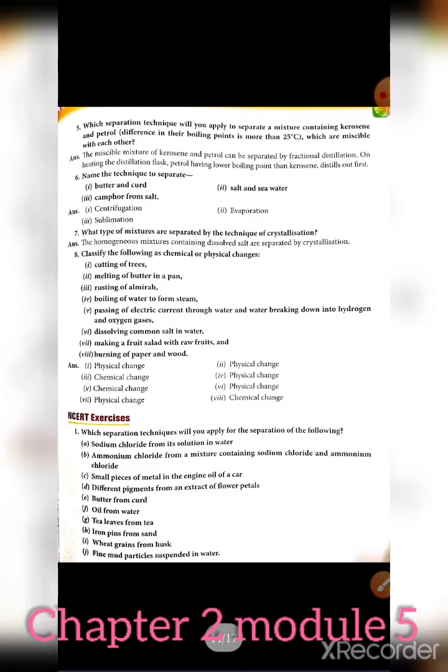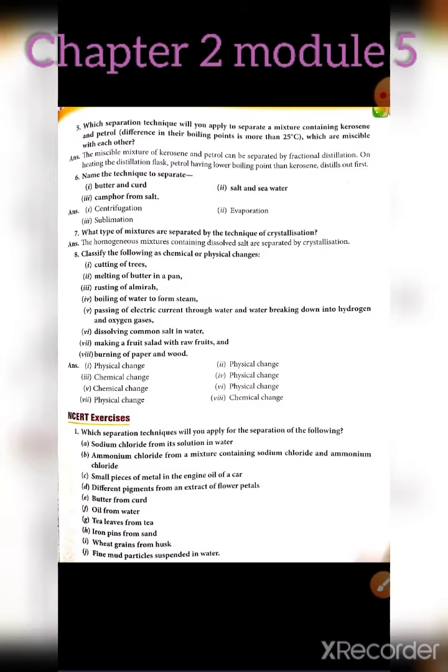Next question, fifth, is which separation technique will you apply to separate a mixture containing kerosene and petrol? This one will not come in your syllabus because it is related to separation technique and that is not in your syllabus now. Sixth one is also name the technique, that is the same separation technique. So fifth and sixth you don't have to do. Then what type of mixture are separated by the technique of crystallization, that is homogeneous mixtures is the answer, but this is also related to separation technique.